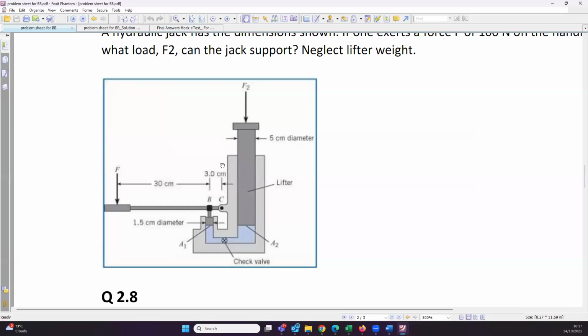The thing that changes is the force. That's why you can apply less force in a smaller cross section and then lift a heavy object by expanding the area. So you are multiplying the force by that area. But you are still getting the same pressure.